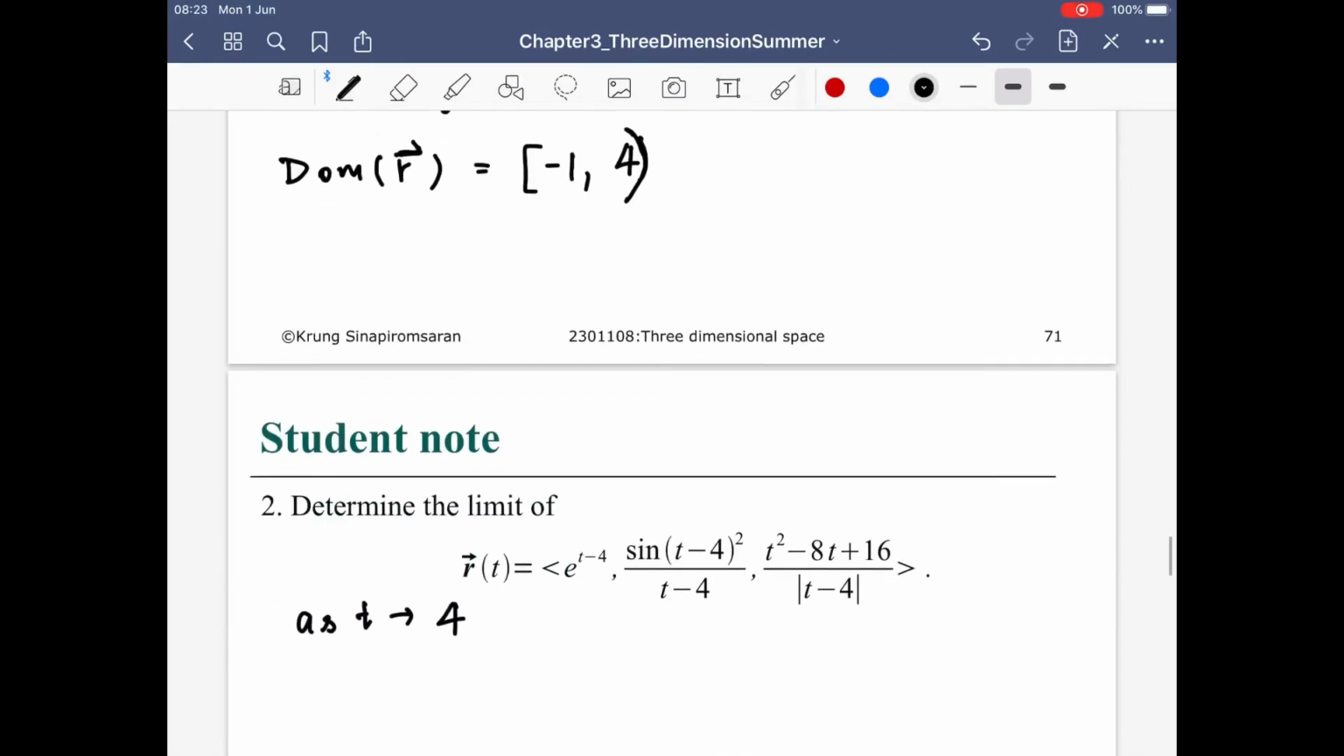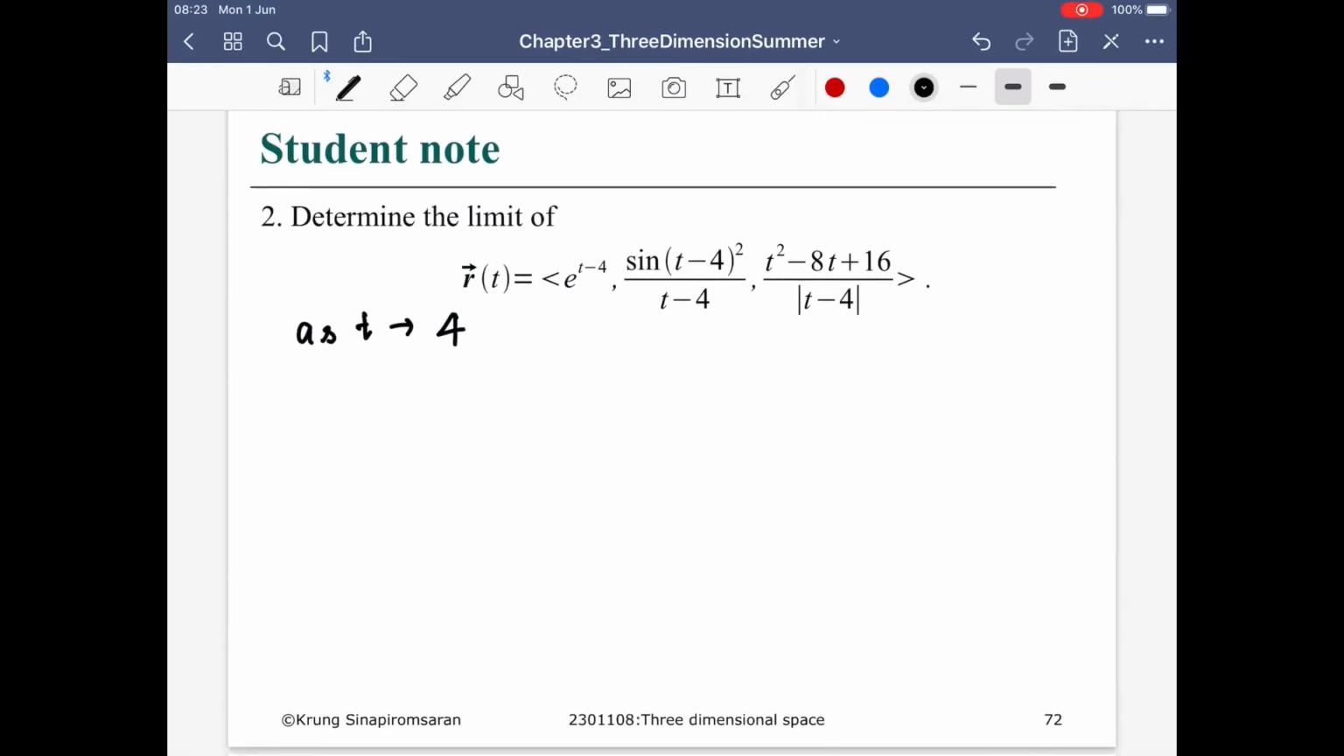So now, look at the limit of this function as t goes to 4. As we told you before, the limit of the vector function is actually the limit of each of the components, if the limit of each component exists. So let us look at it separately. The first one, as t goes to 4 of e raised to the power t minus 4, is pretty easy, right? So it is 1.